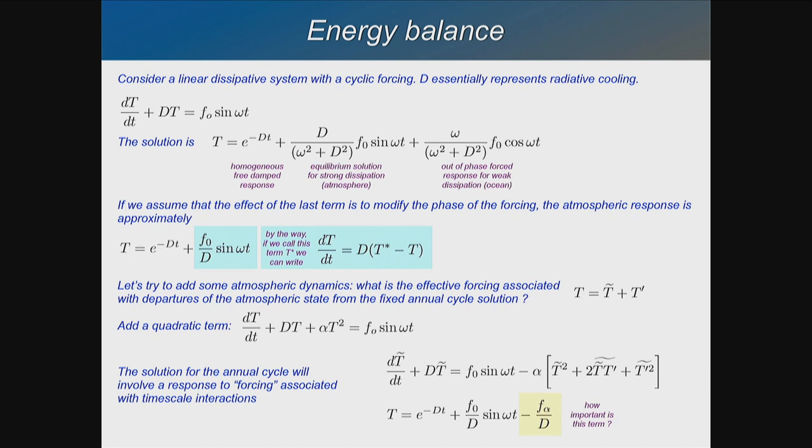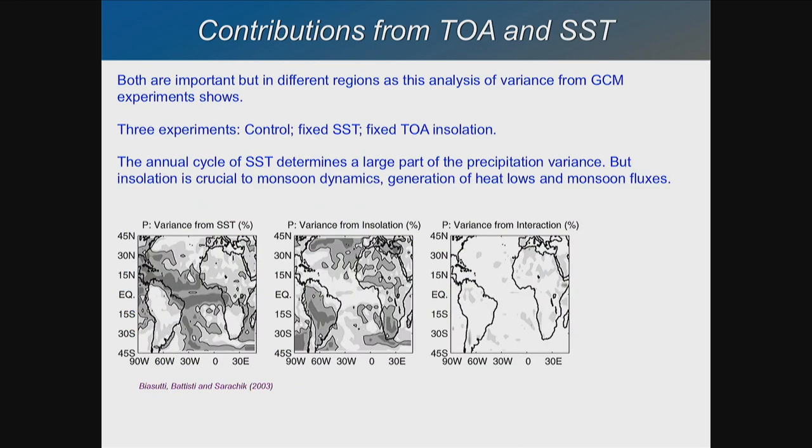If the tilde is the annual cycle and the dash is everything else, there are interactions between the annual cycle and the mean, between the annual cycle and itself, and between the annual cycle and the transients. So suddenly you've got a lot of terms to consider in the forcing. We're going to explore that a little bit. Here's a GCM experiment by Biasutti and Battisti, where they looked at the importance of the SST for forcing the annual cycle and the radiative forcing, and they find that both are important.